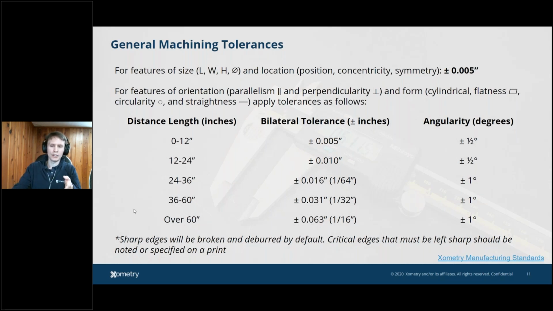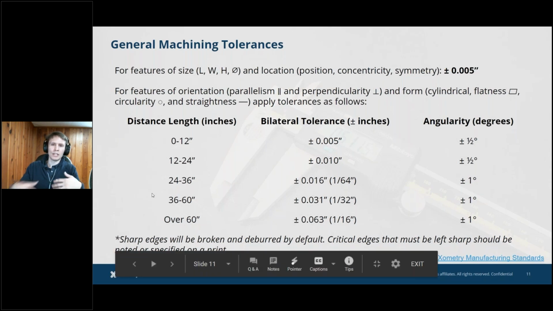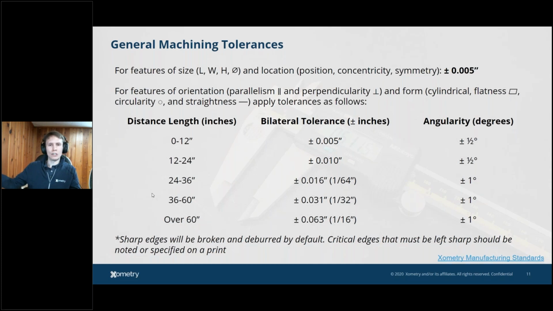This table here is talking mostly about as parts get longer, there's a little bit more wiggle in tolerances, and that's just the nature of big metal, big broad parts being made. Same with angularity, which is just that wiggle in deflection as well.